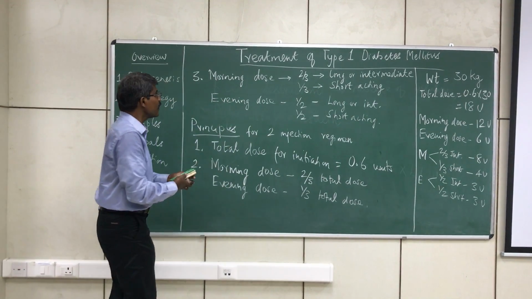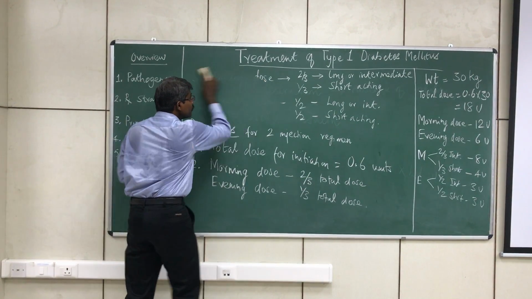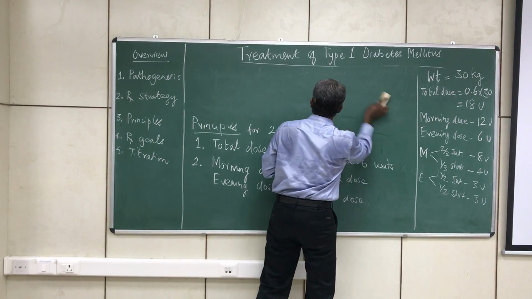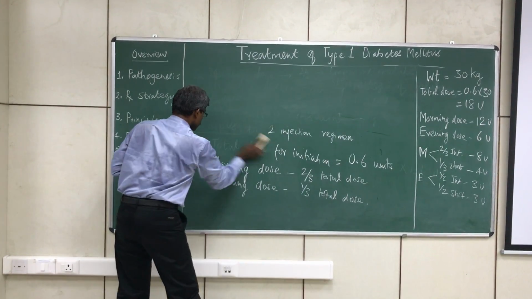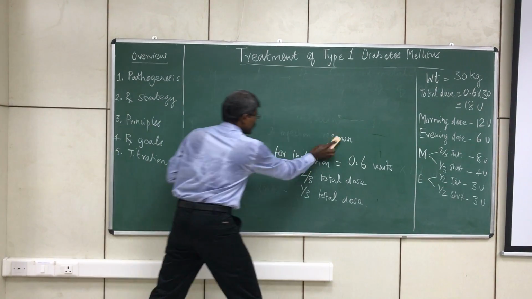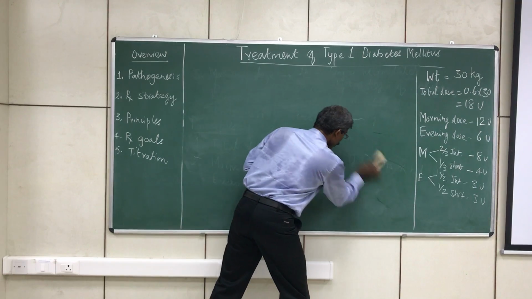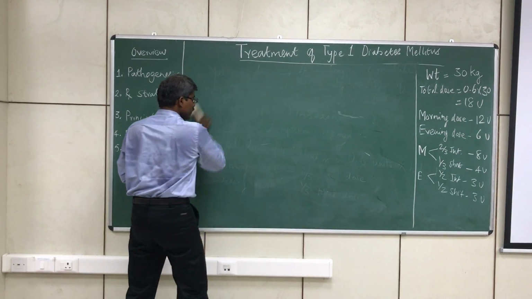Now how will we actually be initiating this regime? Let's see that also. For this boy, we know that for a 2 injection regime we need to give a short acting or rapid acting insulin along with the intermediate acting insulin.